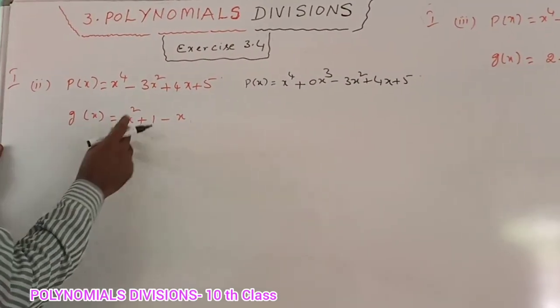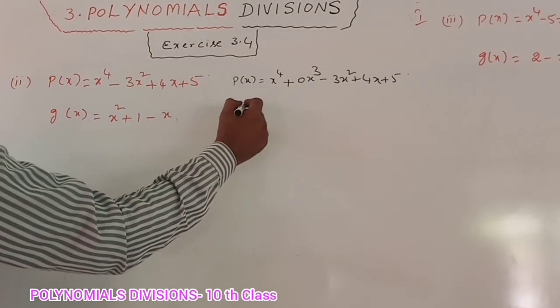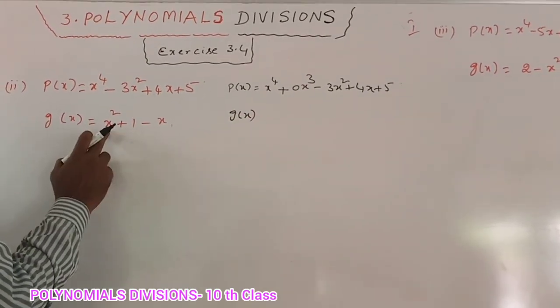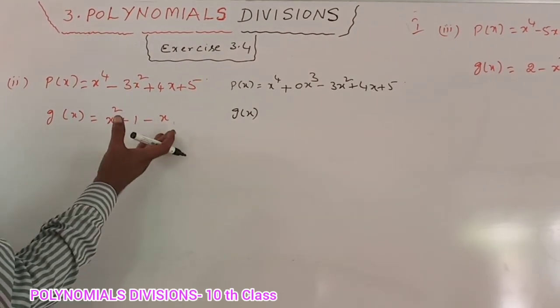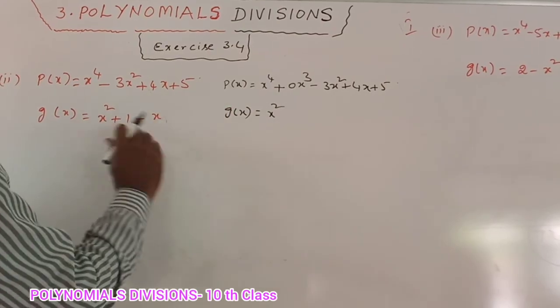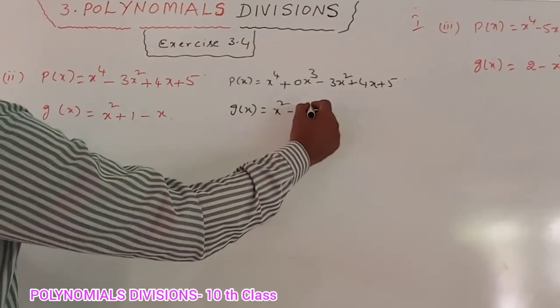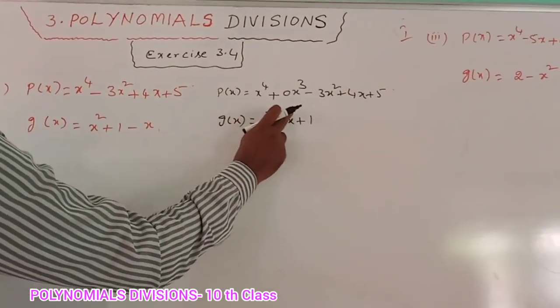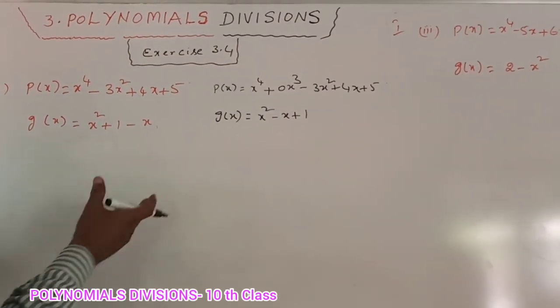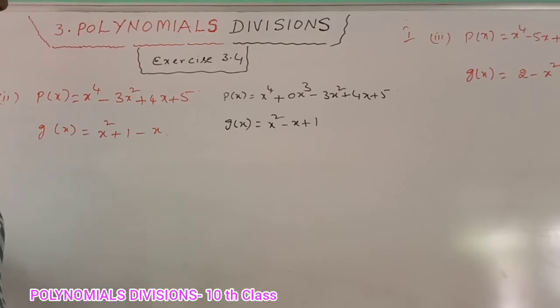And g of x is also given. g of x is x square plus 1 minus x. It is not in standard form. Written in standard form, it is x square minus x plus 1: square term, first degree term and constant. That is g of x.